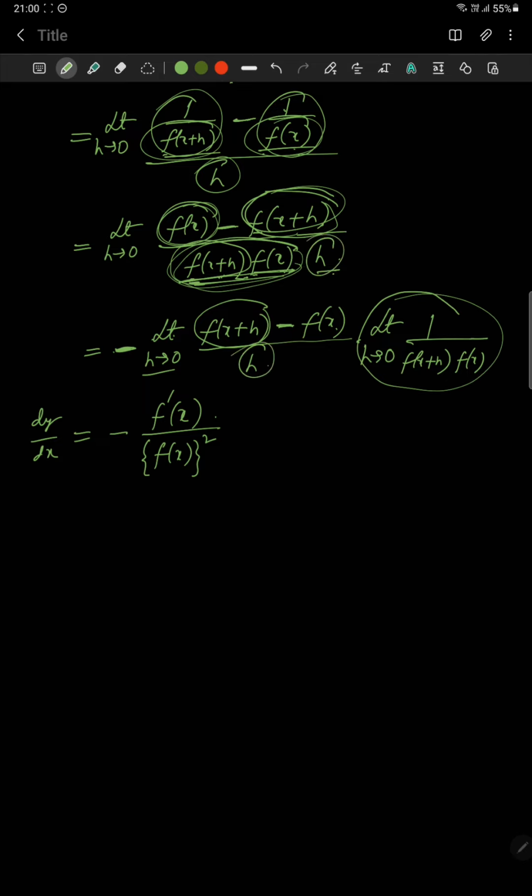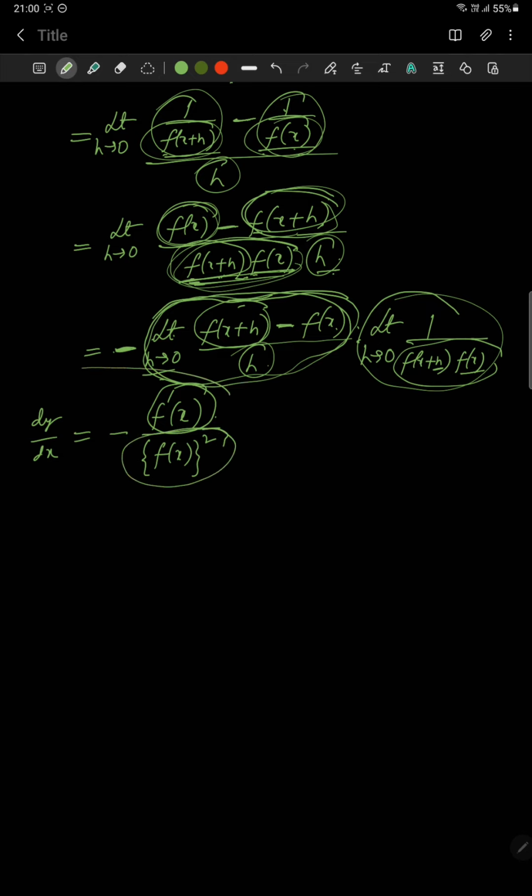Now if you see carefully, this whole thing is nothing but your f dash x, sorry, means dy by dx, means f dash x is written over here, and as h tending to 0, this becomes f(x) into f(x), which is nothing but f(x) whole square, which is written in the denominator. So this is what you have to prove.